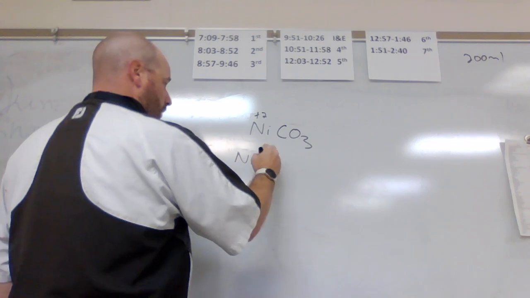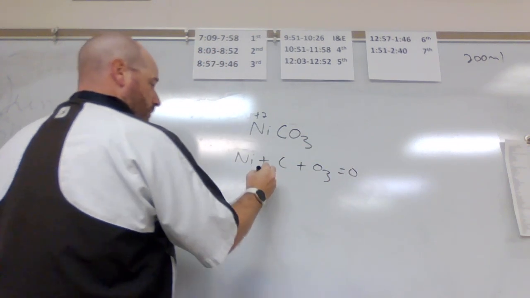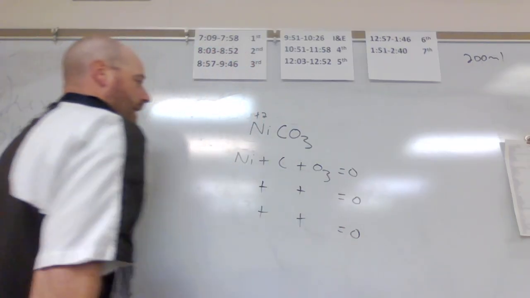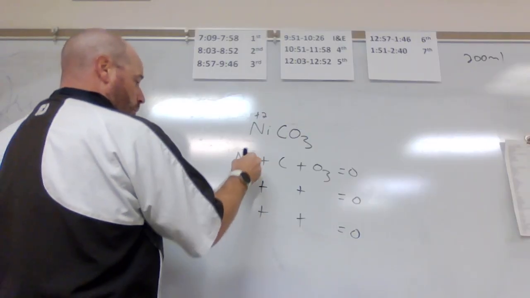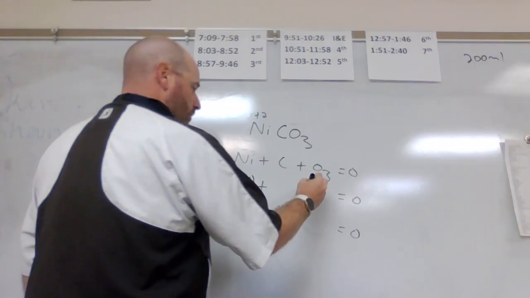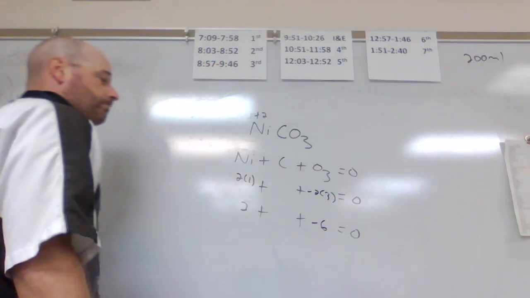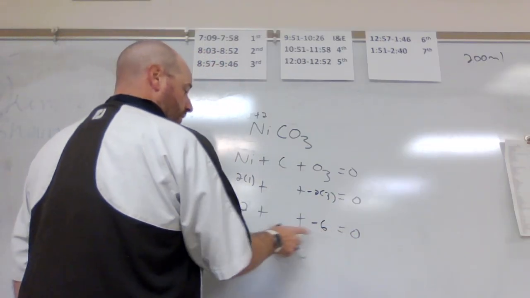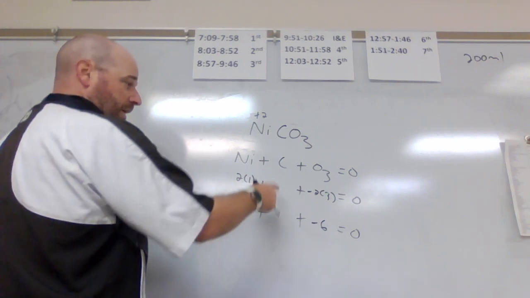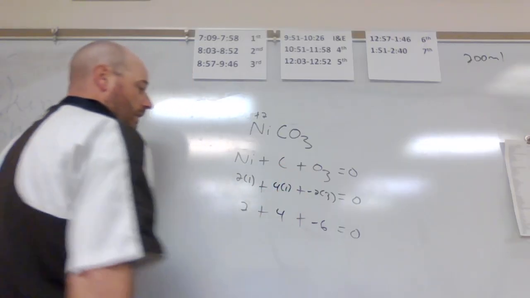So nickel plus carbon plus oxygen is going to equate to 0 because there's no charge. So we'll bring this down. All right, we know that nickel is going to be the 2 plus. There's only one of them, so that's going to be 2 times 1, which is going to give us 2. Oxygen, again, -2 times 3, which is going to give us -6. Okay, so we need to make this true. This needs to be 0 to equal 0. So -6 plus the +2 is a -4, meaning that that has to be a +4. There's one of them, so 4 times 1 is going to give us 4, and that makes it true.